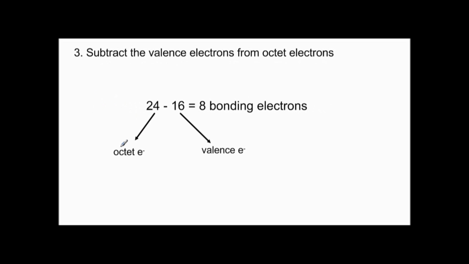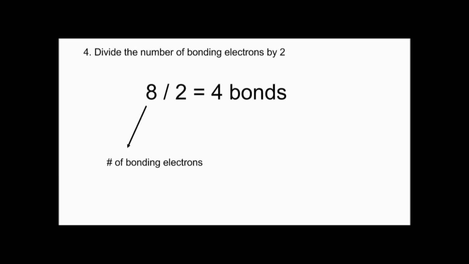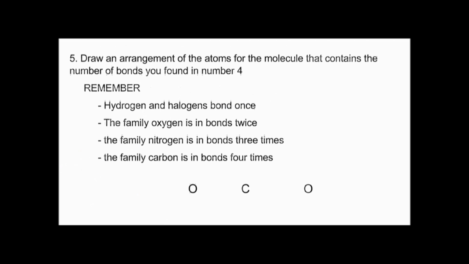Step 3: now you have to subtract the valence electrons from the octet electrons. Since our octet electrons are 24 and the valence electrons are 16, 24 minus 16 equals 8, and this gives us the bonding electrons. Now in step 4, we divide the number of bonding electrons by 2. When we do this, we find out the number of bonds, which in this case is 4. Finally, we're going to draw an arrangement of the atoms for a molecule that contains the number of bonds that you found in step 4.